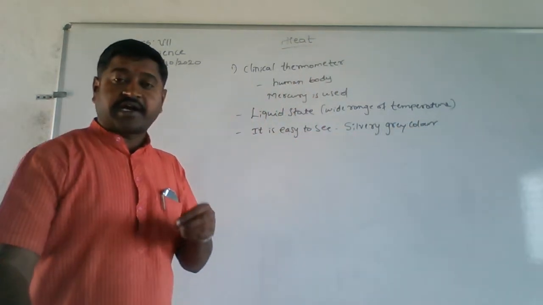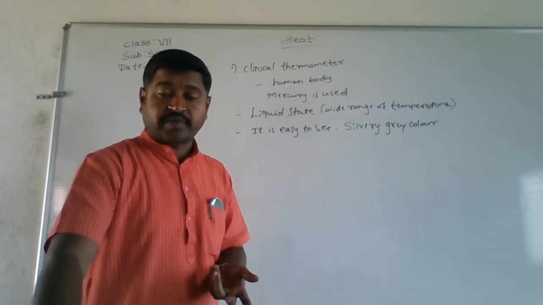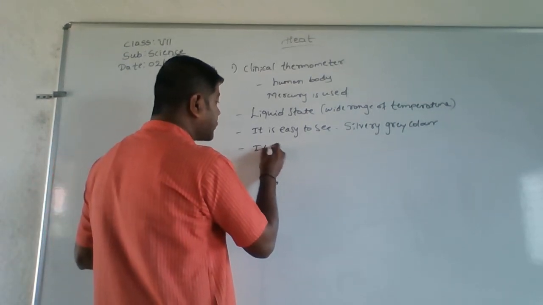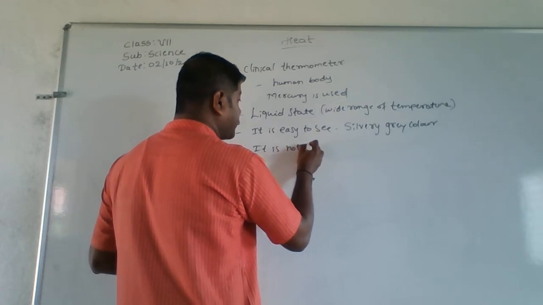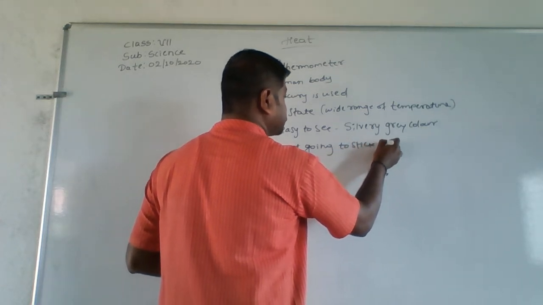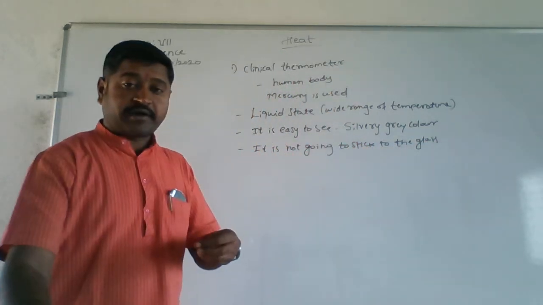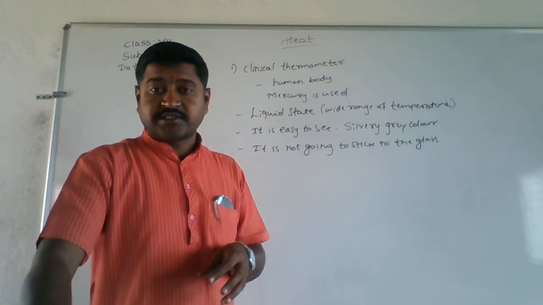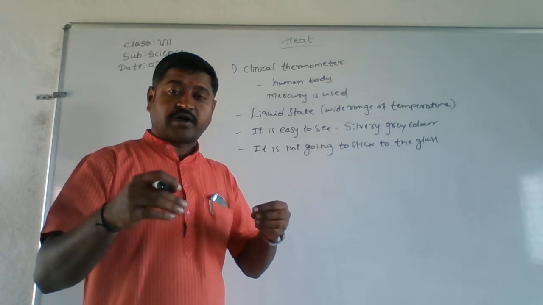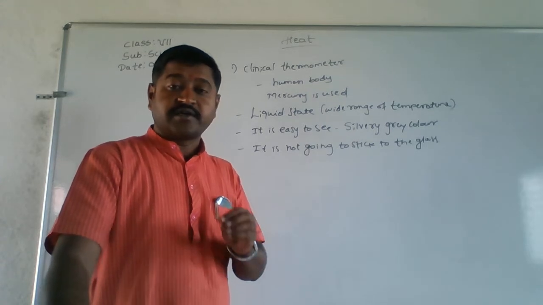As it is silvery grey in color, it can be easily identified and easily seen. That is why mercury is used. The other reason is that it is not going to stick to the glass. Whatever the thermometer is, as it is made of glass, the mercury is not going to stick to that glass. It is always free. It doesn't stick to the thermometer's glass. That is why it is used.